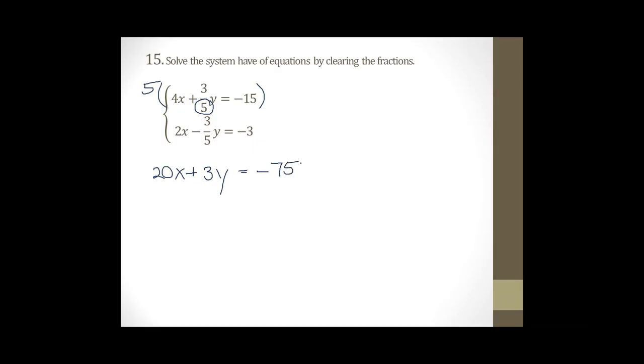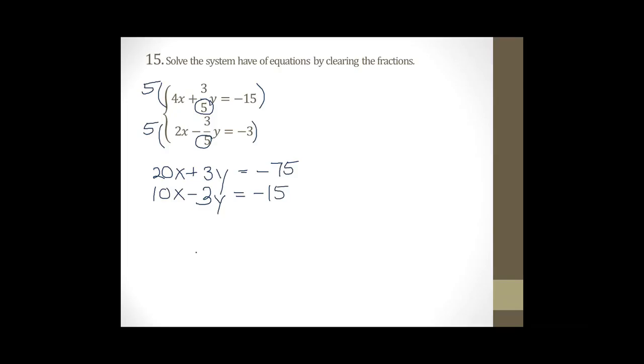Okay, so we cleared the fraction in the first equation, no more fraction, and we're going to have to do the same thing with the second one. Again, there's only one fraction, so we know exactly what to multiply by, the least common denominator, which is 5. And distributing through, we get 2x times 5, which is 10x. And then 5 times negative 3 over 5y. The 5 on top, 5 on the bottom cancel out, and we're left with negative 3y. And then 5 times negative 3, which is negative 15.